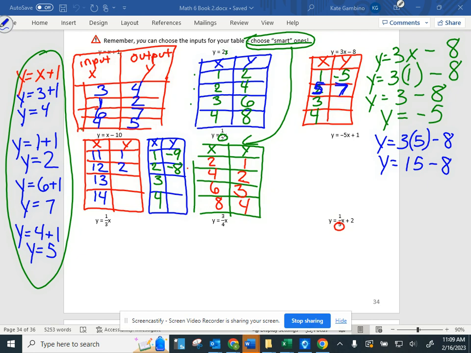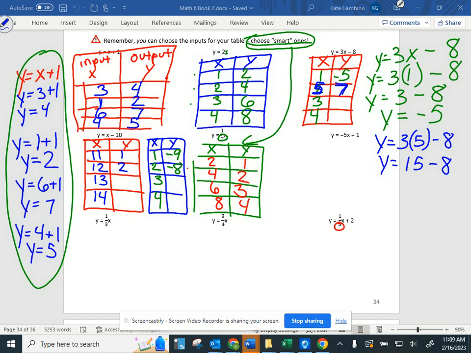So you have to decide for yourself, are the numbers that you plug in for x easy for you to use? Some of us were able to come up with those negative answers right away. Some of us said, I don't want to do negatives, so I'm going to pick bigger numbers. It's your choice what works for you, because the pattern is going to stay the same.